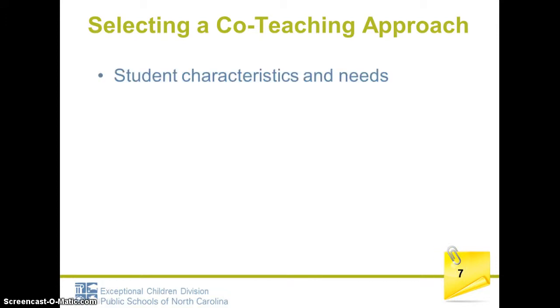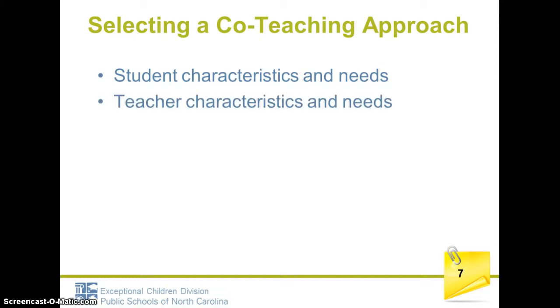When considering student characteristics and needs, the first considerations in thinking about co-teaching approaches are student characteristics and needs. For example, if students tend to become disruptive during transitions, an approach should be selected that minimizes transitions. Conversely, if students need extra motivation, an approach with frequent changes might be preferred.